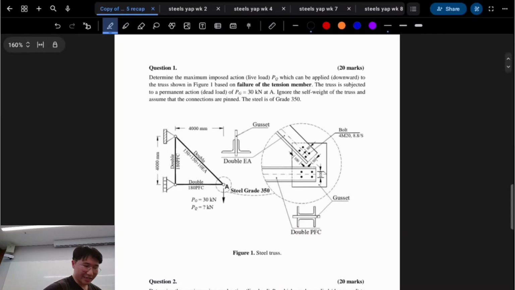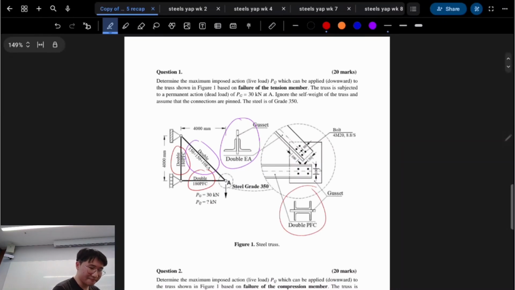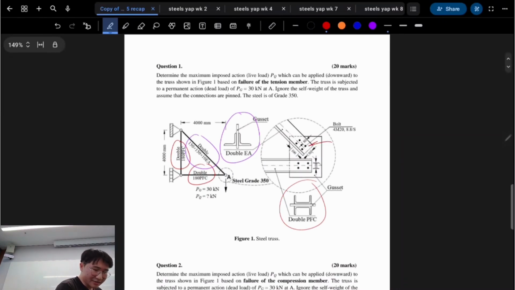So all of these have different cross sections. This one's double PFC, this one's double PFC. This one's double equal angle. So that's the double equal angle cross section. This one's the double PFC cross section. So immediately you're like, okay. It also gives you details on how the bolts are arranged.